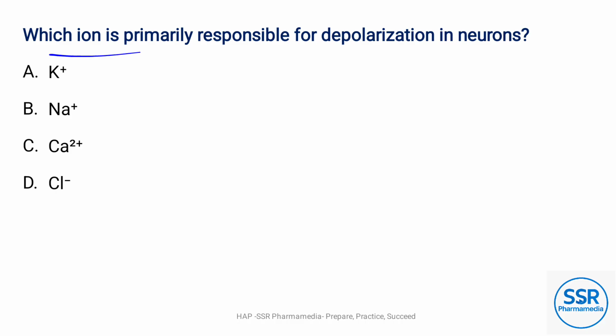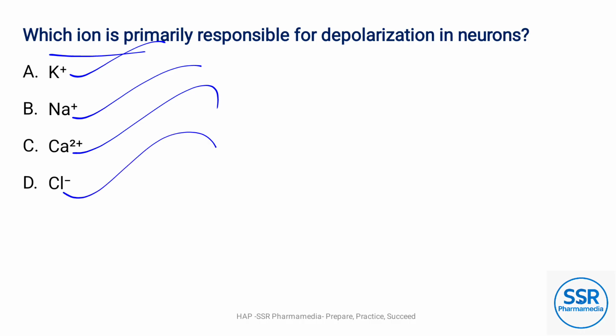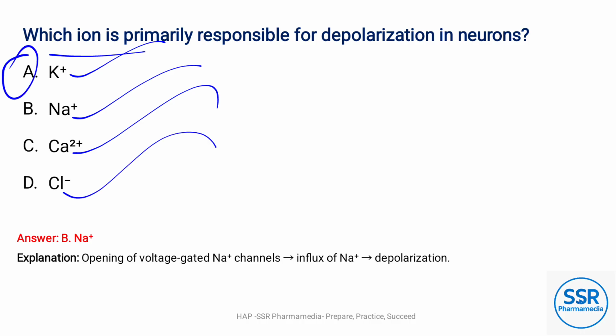Next question, which ion is primarily responsible for depolarization in a neuron? Option A, potassium. Option B, sodium. Option C, calcium. Option D, chloride. The answer is option B, sodium ions. Opening of voltage-gated sodium channels causes an influx of sodium, which produces depolarization.